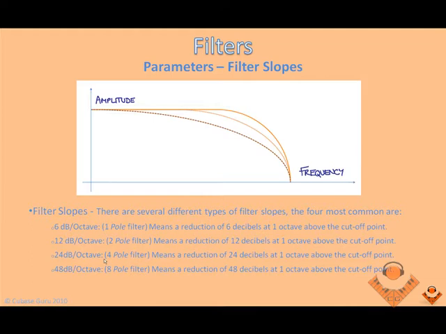24 decibels per octave is a four-pole filter, which means a reduction of 24 decibels one octave above the cutoff point. And a 48 decibel per octave filter, which is known as an eight-pole filter, will have a reduction of 48 decibels at one octave above the cutoff point. Now I can show you what those different ones look like.